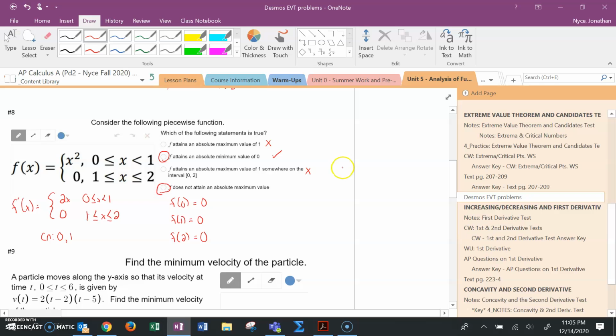If we look at the graph of this, it makes it a little bit clearer. X squared we know is a parabola. We have x squared from x equals 0 to 1. But at 1, we're not using that point. And then from x equals 1 to 2, we have just y equals 0. So you can see from the graph, there is no maximum value. We can get as close to 1 as possible, but we'll never get to 1.